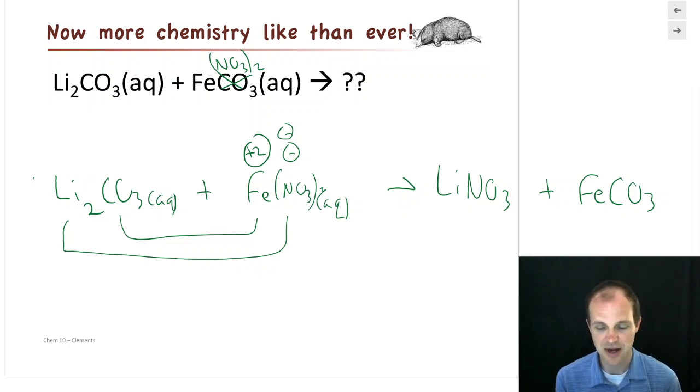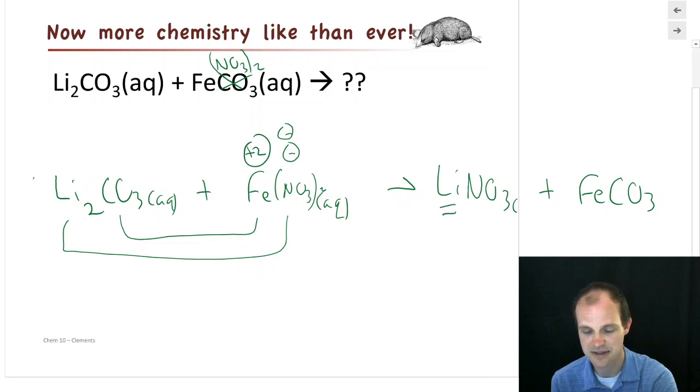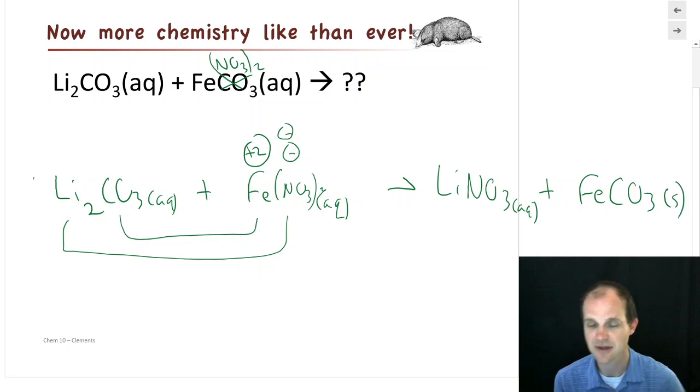So I've got these products now. Now I need to determine their solubilities. Everything containing lithium is soluble, so that is aqueous. How about my iron and carbonate? Carbonate's not on my list of things that are generally soluble, and so I'm going to assume that it's insoluble and forms a solid when I put it into solution.